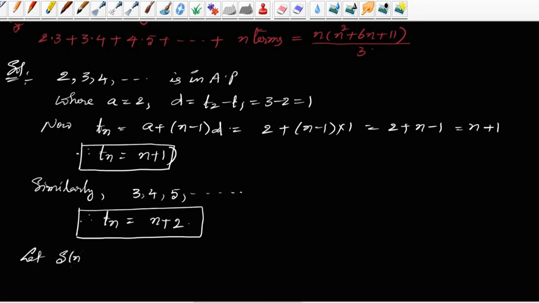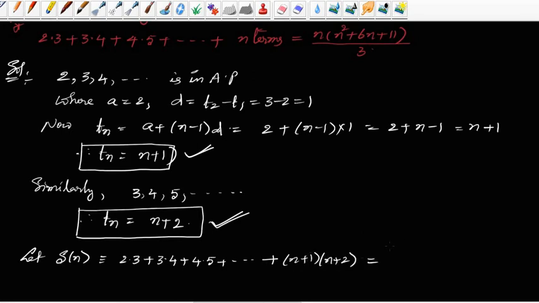Now, let us consider the statement S of n: 2 into 3 plus 3 into 4 plus 4 into 5 plus, and so on, up to n terms. The nth term also contains two products. The first product is n plus 1, the second product is n plus 2, that is (n plus 1) into (n plus 2), is equal to, what will be the RHS? n into (n square plus 6n plus 11) by 3. This is our given statement. By using mathematical induction, we have to prove the statement.